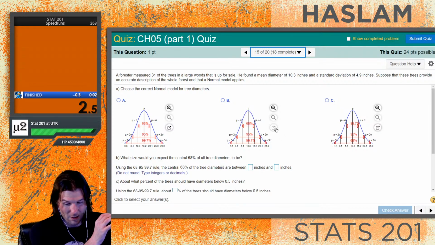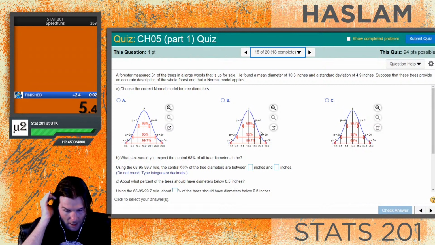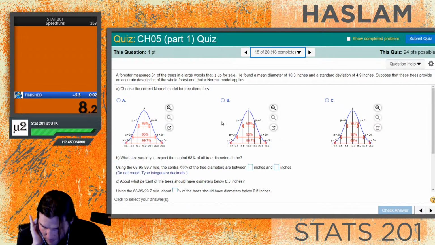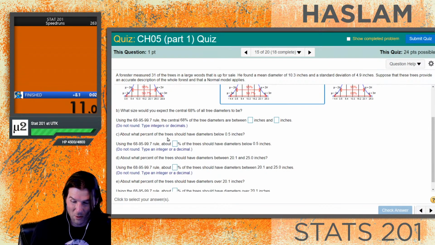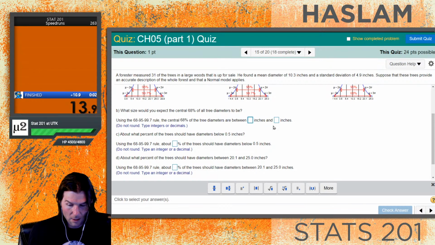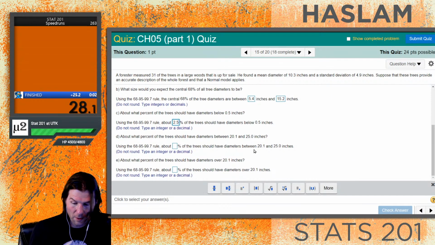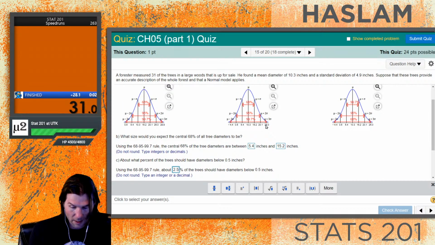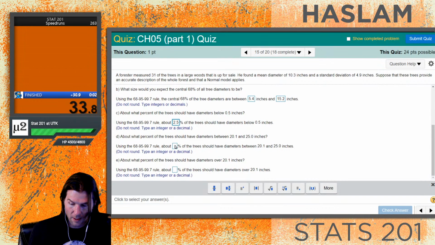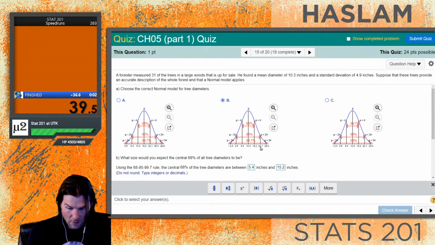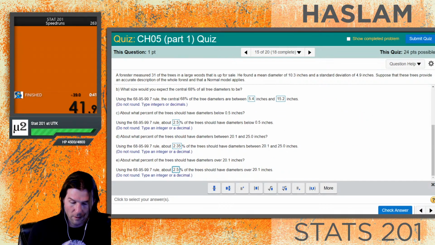We have here the mean is 10.3 and the standard deviation is 4.9. This is the answer. Then we want the middle 68, which is going to be between 5.4 and 15.2. What percent of trees should have diameters below 0.5? That's a z-score of that, which is 2.5. What percent of trees should be between 20.1 and 25? That's 13.5 and 2.35, so 2.35. What percent of trees should be over 20.1 inches? That's 2.5. And I think we've done it.